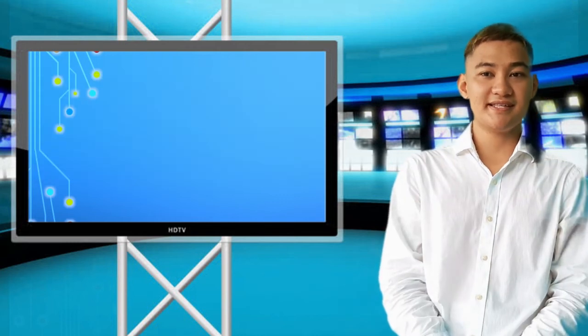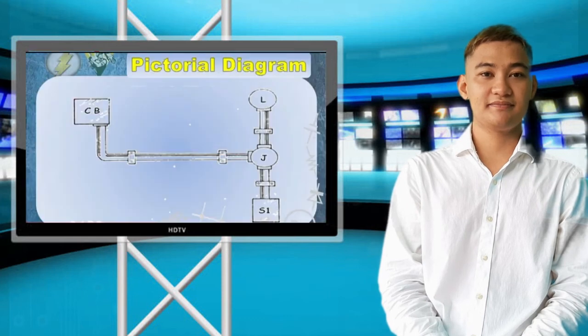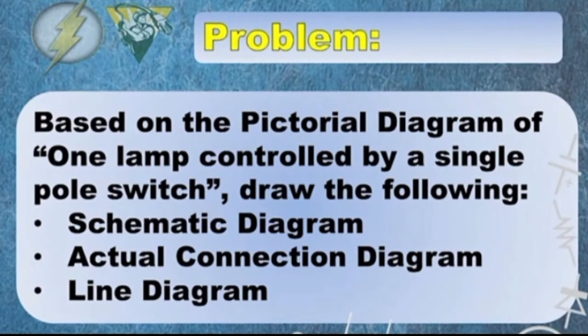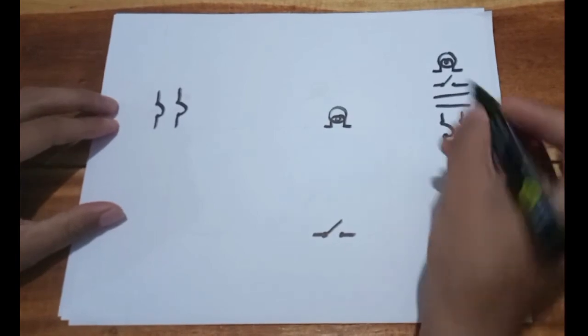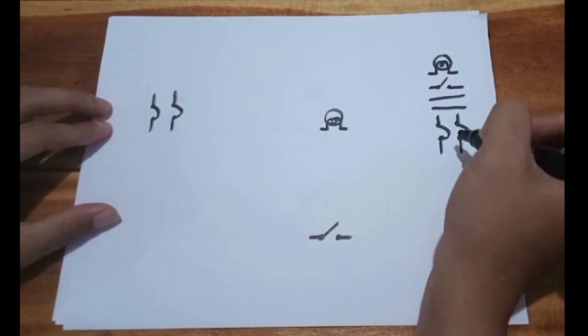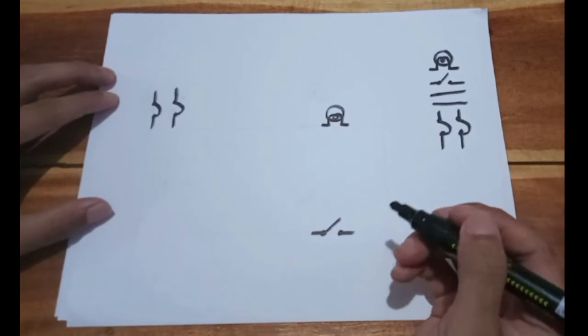To further understand our lesson for today, I have prepared a video presentation of how to appropriately make a wiring diagram. Let's watch this. This is our simple problem. Based on the pictorial diagram of one lamp controlled by single pole switch, draw the following: schematic diagram, actual diagram, and line diagram. But before that, let's figure out the symbol that we're going to use in the diagram: bulb, switch, terminal, and circuit breaker. Once we have figured out we can start.